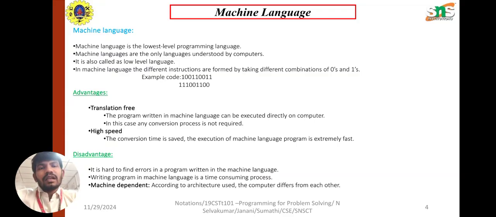Advantages: it is translation free, so a program written in machine language can be executed directly on the computer. In this case, no conversion process is required. Another advantage is high speed: the conversion time is saved, so the execution of a machine language program is extremely fast. Disadvantages: it is hard to find errors in a program written in machine language, writing a program in machine language is a time consuming process, and it is machine dependent, since the architecture used differs from one computer to another.